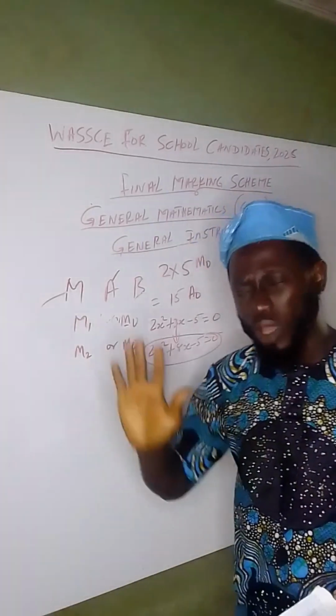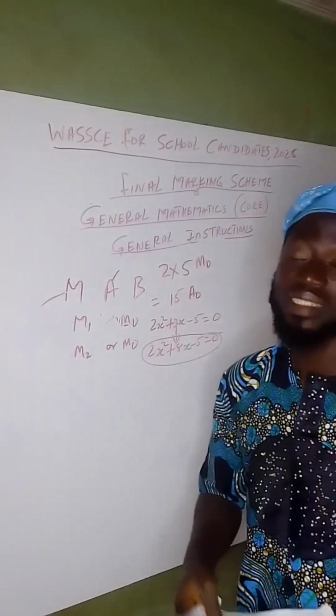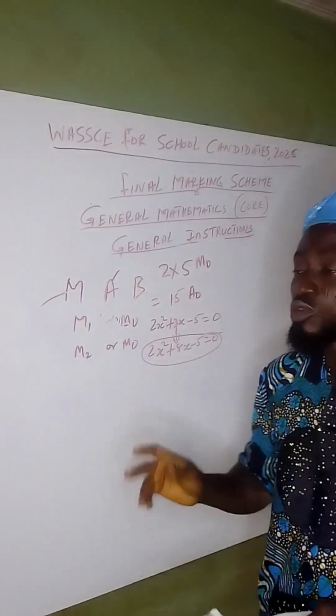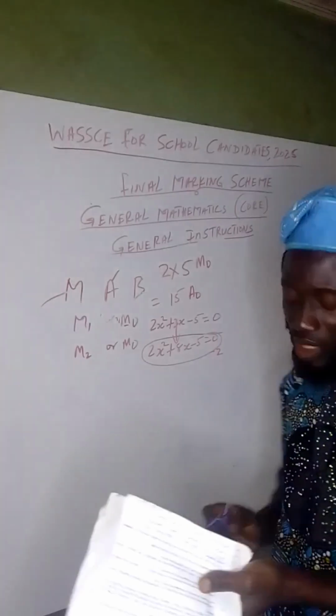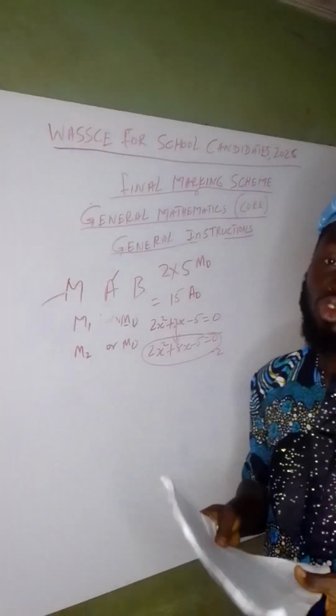We're going to mark everything, that is, if you solve it correctly. We're going to mark it. But at the end, we're going to deduct 2, that is minus 2 for wasting our time or for you not to be able to see very well.